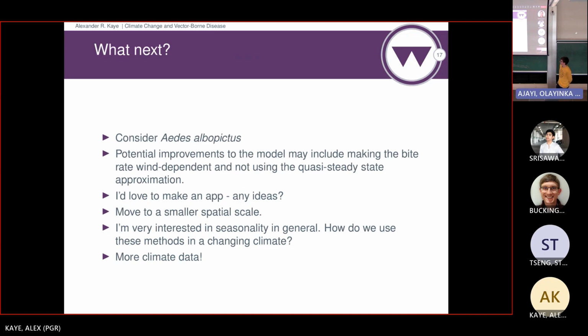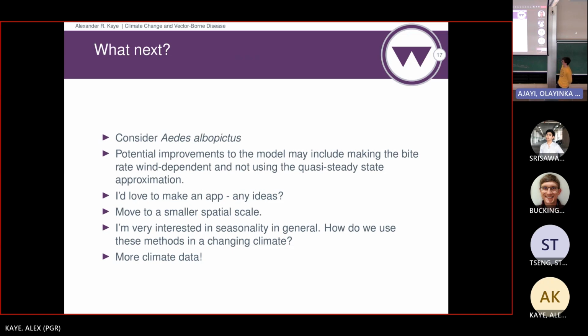I can also make potential improvements to the model. So I feel like the bite rate should be wind dependent. So if there's really, really windy conditions, I don't think the mosquitoes should be able to latch onto people and bite. So that's a potential improvement. And I could also not use the quasi-steady state approximation, and so just solve these ODEs manually or computationally.